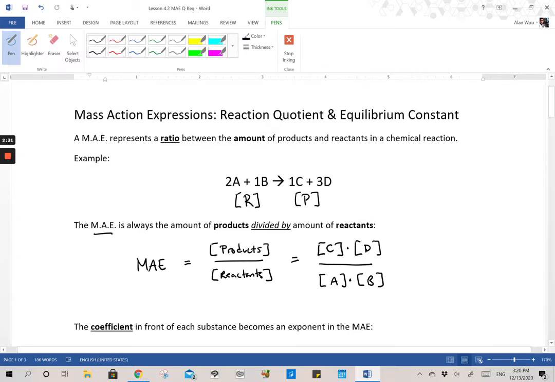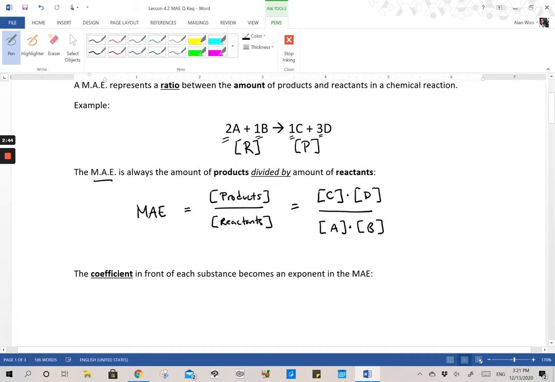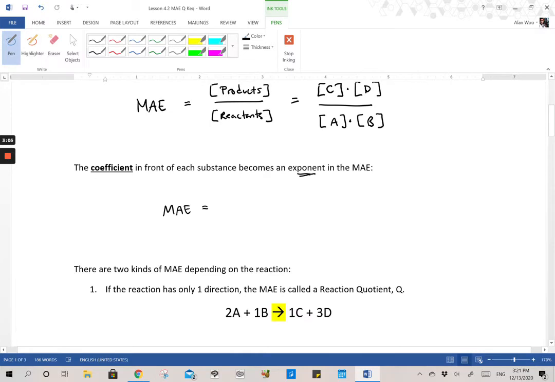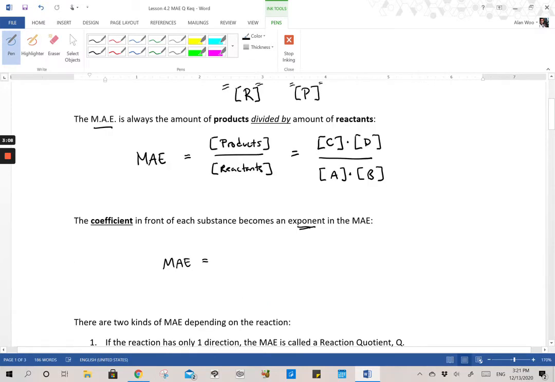But you'll notice that we have coefficients in front of each substance. The ones aren't really the problem. It's any number other than 1. So if we have coefficients in front of each substance, those coefficients are now written as exponents when you write out your mass action expression. So the expression that we have up here right now is incomplete. So in order to complete the expression, we actually have to add in the correct exponents.